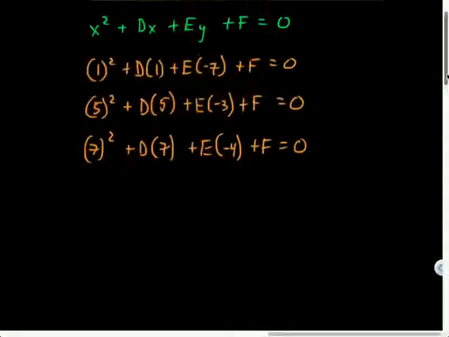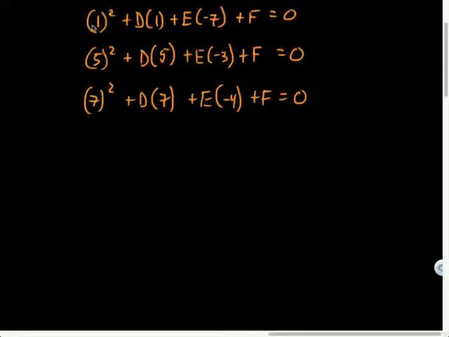So let's actually simplify these a little bit. And I'll even bring my constant over to the right-hand side. So for the first equation, I'll have d minus 7e plus f equals, and if I subtract 1 squared from both sides, I'll get that equal to 1.